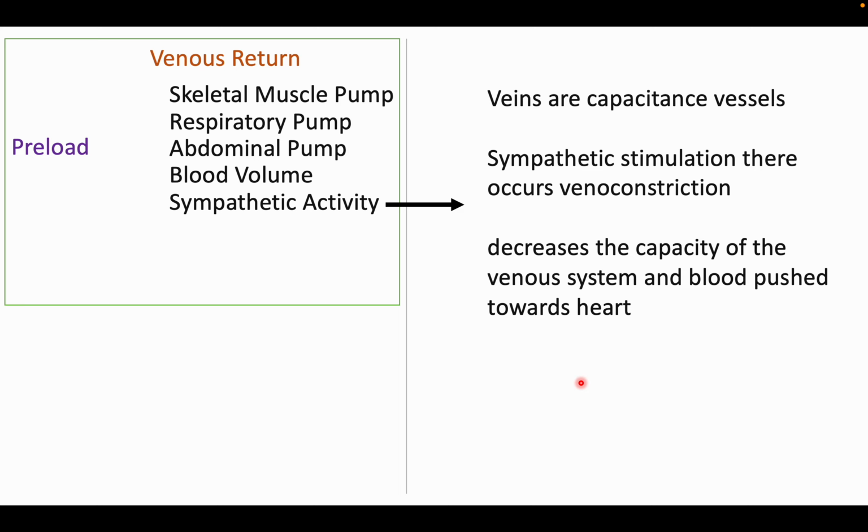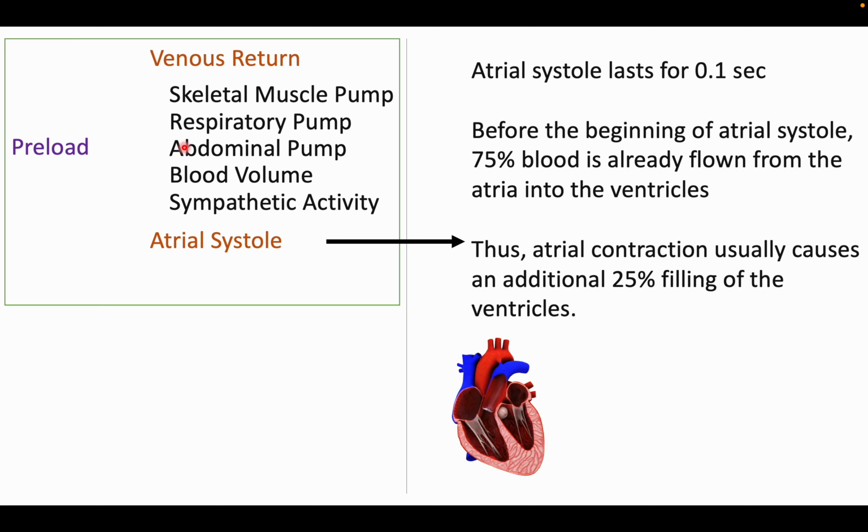The blood vessels are supplied by the sympathetic nervous system, and the veins are capacitance vessels. If you know what capacitance is, it accommodates more blood. So veins are capacitance vessels which store the blood, right? So if there is sympathetic stimulation, venoconstriction occurs. The veins constrict, and because of that the capacity of the venous system decreases and it pushes the blood towards the heart. So during sympathetic stimulation, venoconstriction occurs, and because of that also, like the skeletal muscle pump, blood goes towards the heart. So this was about venous return.